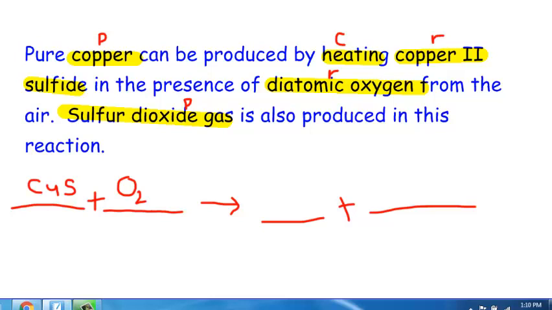What about copper? Copper is on the periodic table and it's not one of the 7 diatomics, so it's just a single atom, Cu. And then we have sulfur dioxide gas. Covalent, so use the prefixes. Sulfur and then dioxide would be 2 oxygens. Notice I put G for gas because it said it right here.